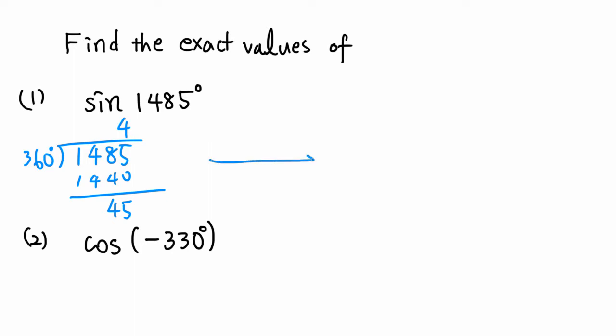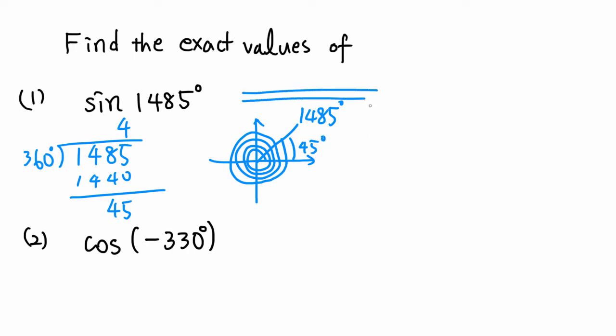So we can draw this angle in this way. 4 cycles, 1, 2, 3, and 4, and then 45 degrees more. This is 1,485 degrees, and it is coterminal to 45 degrees. So from the theory we just learned, the sine of this angle is equal to the sine of the coterminal angle, 45 degrees. So we just simplify the angle. And 45 degrees is one of the special angles, and the sine value of this angle is, as you know, square root of 2 over 2.